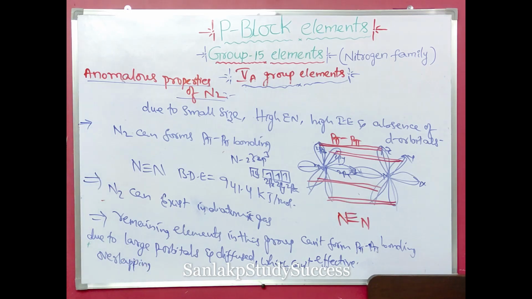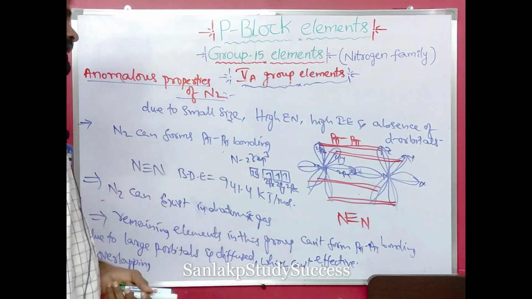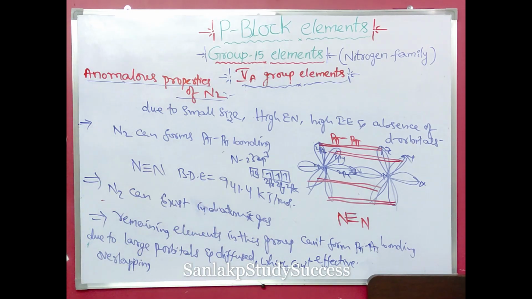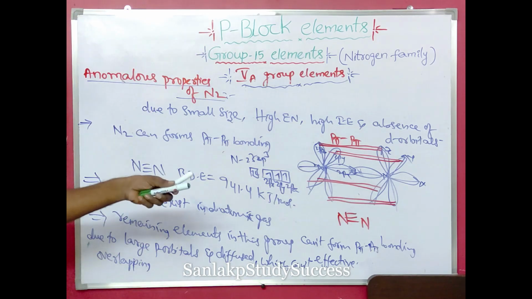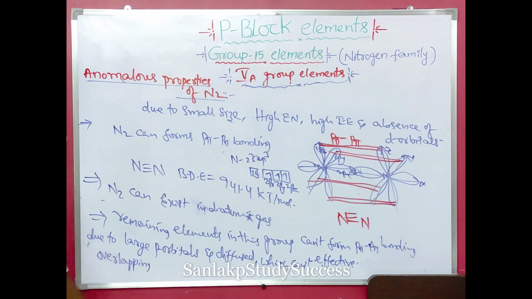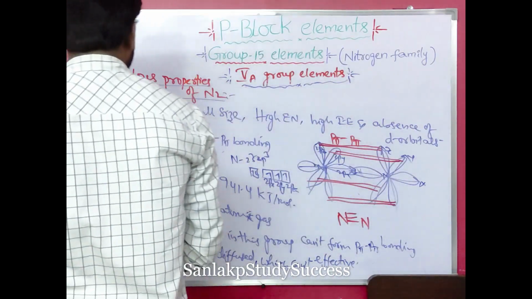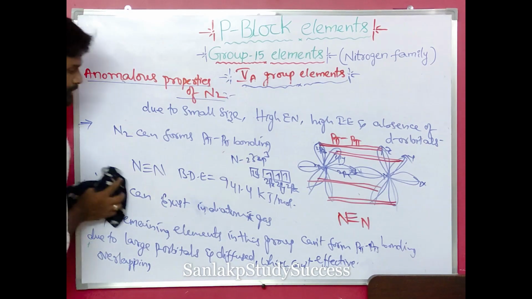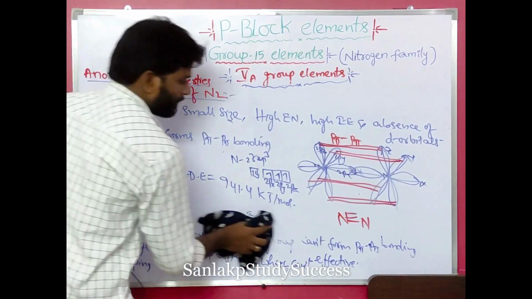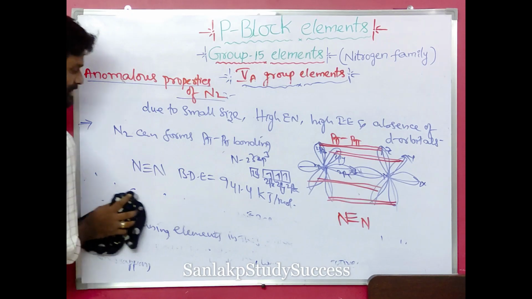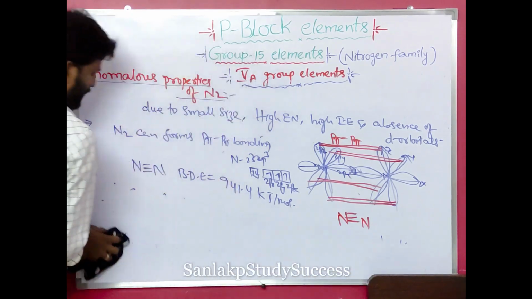Remaining elements in this group cannot form p-pi bonding due to large p orbitals. The size of the p orbitals is very large and diffused, so they cannot overlap effectively. That means they cannot form p-pi bonding. So nitrogen can form only p-pi bonding, and it can exist as a diatomic gas.